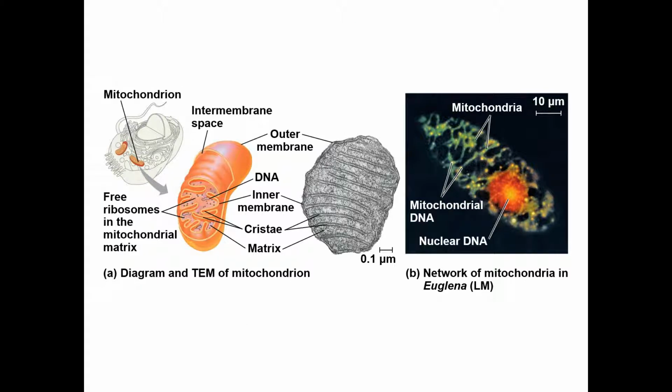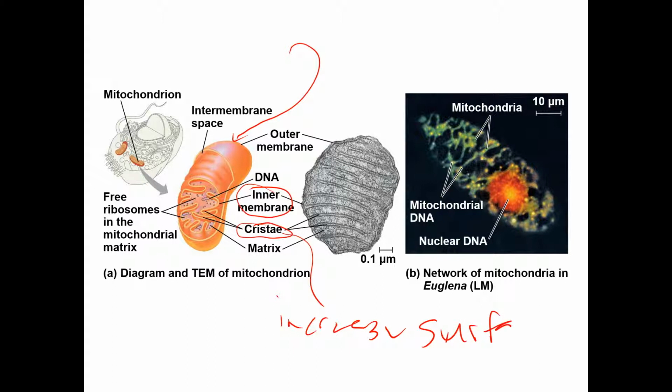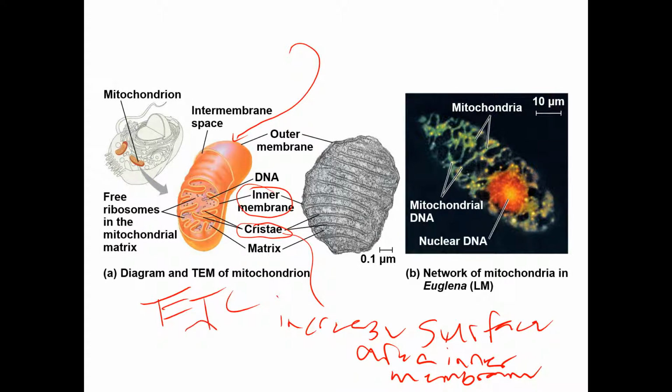Your mitochondria has an outer membrane. It has an inner membrane, and this inner membrane is actually folded in on itself. These invaginations are referred to as cristae. The cristae basically increase the surface area of the inner membrane. Now this is important, because in the inner membrane are the proteins that are a component of the electron transport chain that's used in making ATP.